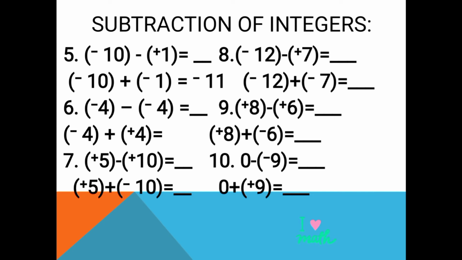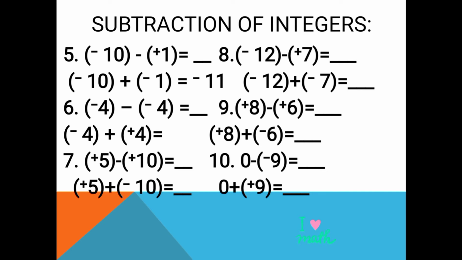Next, 7, positive 5 minus positive 10. So positive 5, copy, then change the operation, the minus will become plus. Then change the sign of the subtrahend or the second term. Positive 10 will become negative 10. Then simplify your answer. Positive 5 plus negative 10 is negative 5.